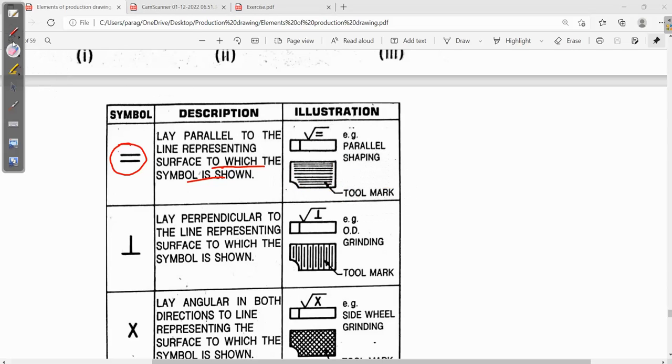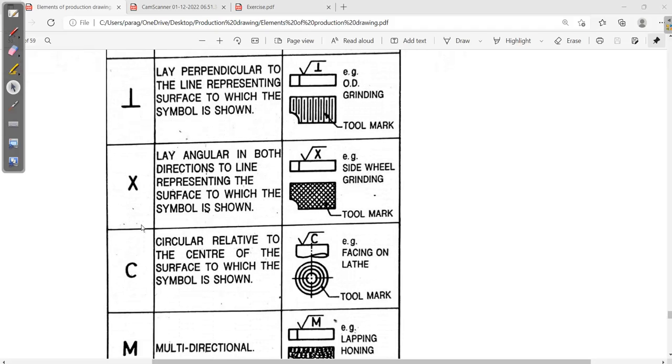So, parallel shaping. Next, lay perpendicular to the line representing the surface to which the symbol is applied. But in this case, this is my surface, right? It is perpendicular. These lays are perpendicular. For example, grinding. So you just have to remember these symbols. It can come for the exam. It can come.